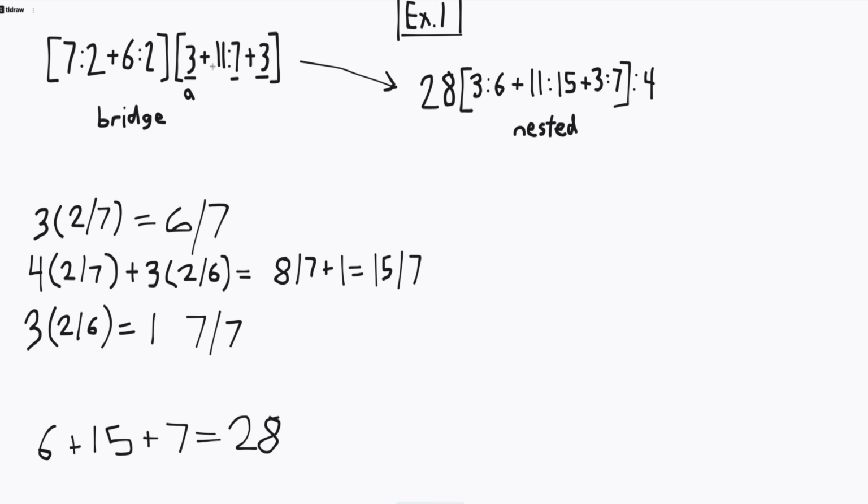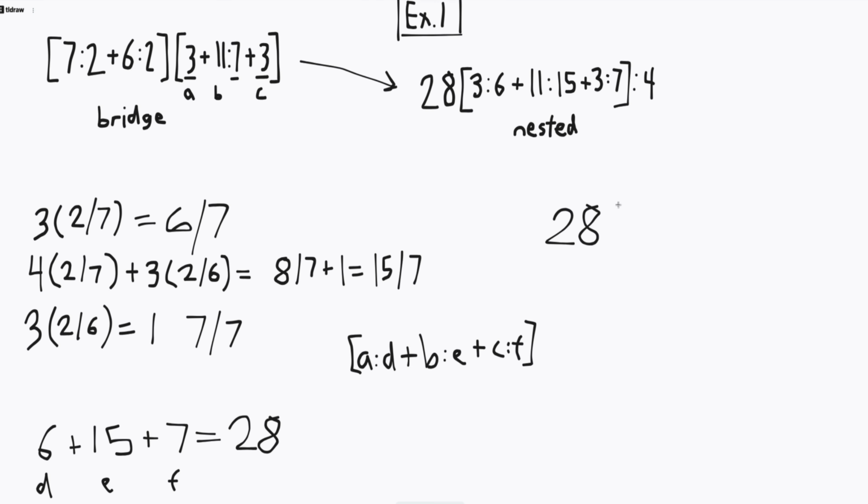So we're going to label this as A, B, and C, and then we're going to label this set of numbers as D, E, and F. When you're converting a bridge tuplet to a nested tuplet, you want to follow this rule inside of this bracket. It's going to be A over D plus B over E plus C over F. And since this is our sum, this is going to be the tuplet number. So 28 is our first number.